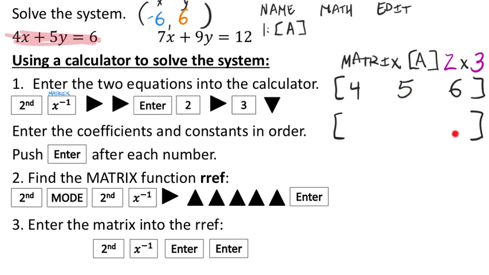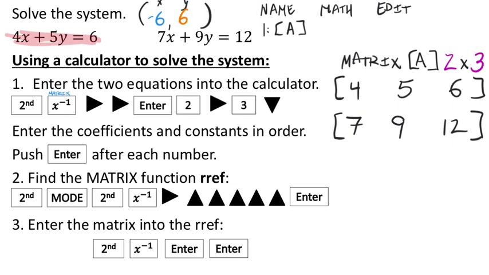The second equation is this second set. It's just 7, 9, and 12. So I push 7, and then 7 shows up. Enter, it goes to the next slot. And then I push a 9, enter, and then I push the 12. And then this means that I have now entered both equations into the calculator. This row is 4x plus 5y equals 6. And the calculator knows it. It's just skipping all the extra garbage. And then the second equation is right here, 7x plus 9y equals 12, which is the two equations right there.